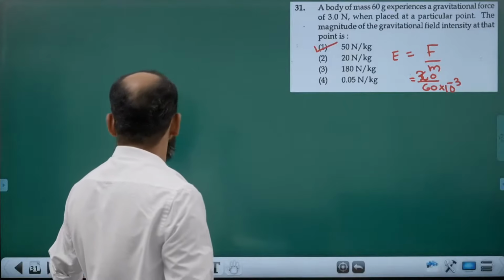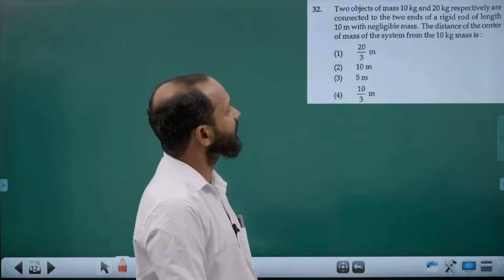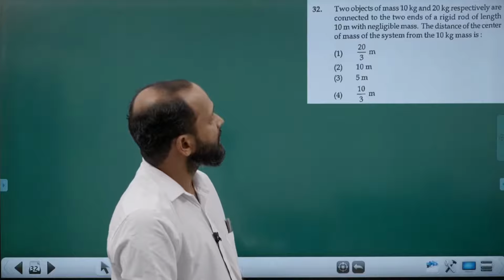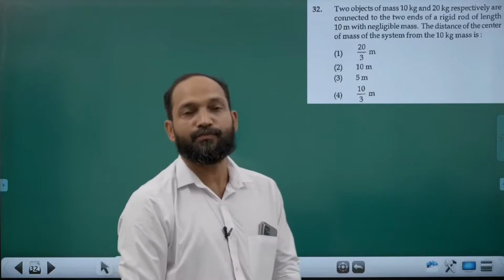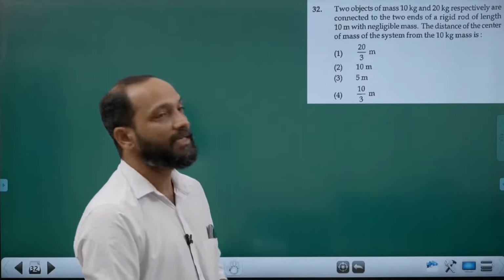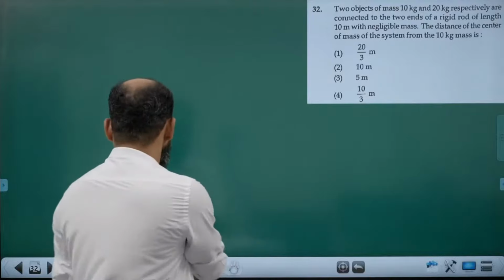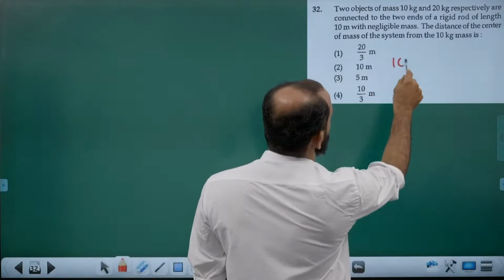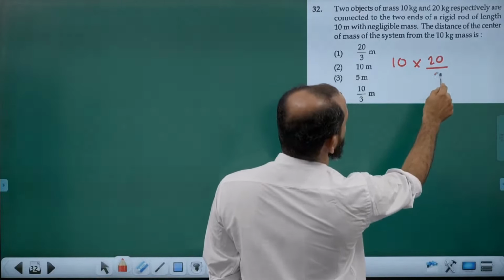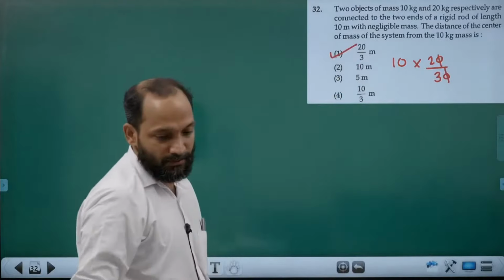Option 1. 32. Two objects of 10 kg and 20 kg respectively are connected by means of a light rod, 10 meter separation, distance of center of mass. We know the center of mass of a two particle system will be close to the heavier mass. So divide the total distance of separation in the inverse ratio of their masses. That's why you divide 10 into 20 divided by 20 plus 10. That is 20 by 3 is the correct answer. Option 1. 32 correct answer.